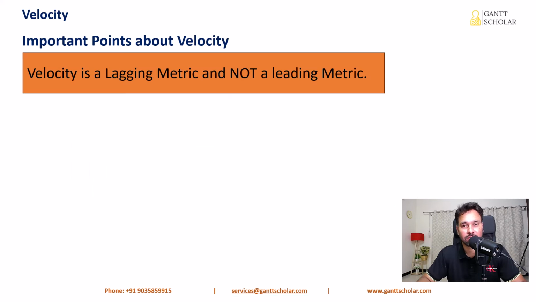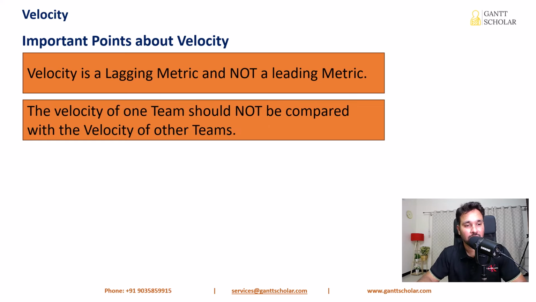In this slide we will learn a few important points about velocity. First thing is, velocity is a lagging metric and not a leading metric. When we say leading metric, we are talking about something we forecast. For example, estimated durations are leading metrics. We assume this is how it's going to be, and then we do the work and compare. Whereas when it comes to lagging metrics, we have to perform the work to find the numbers. And so velocity is a lagging metric. We need to first perform the work to find out the team's velocity.